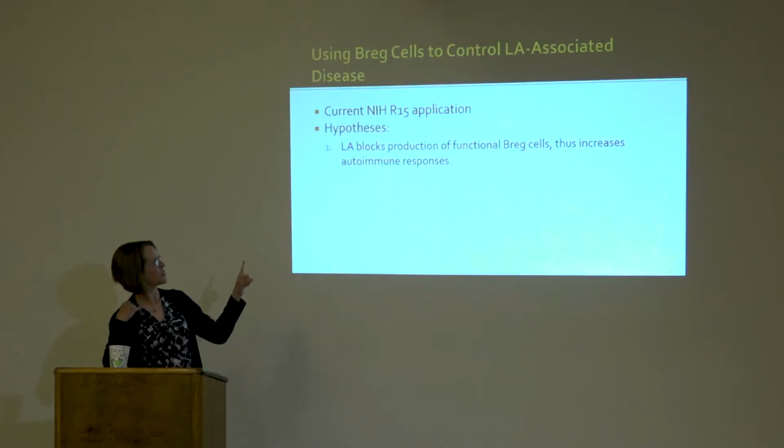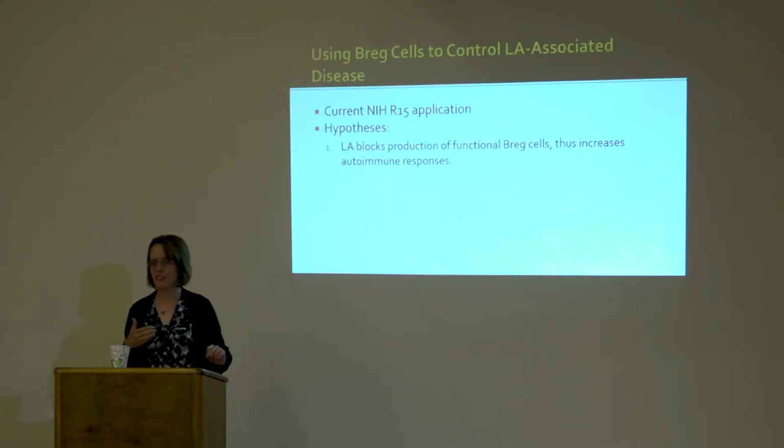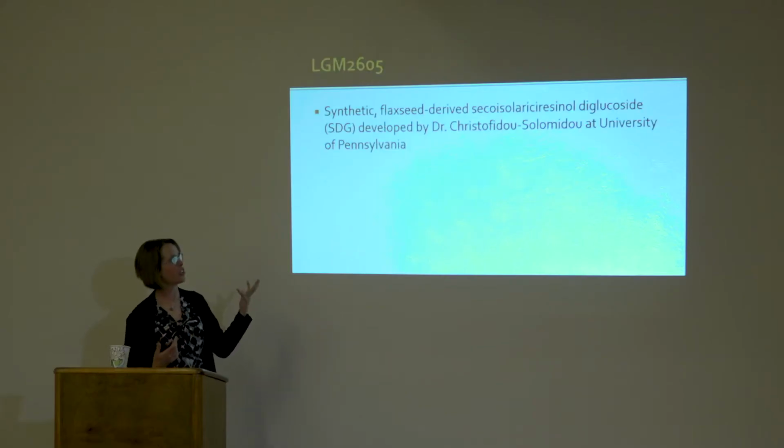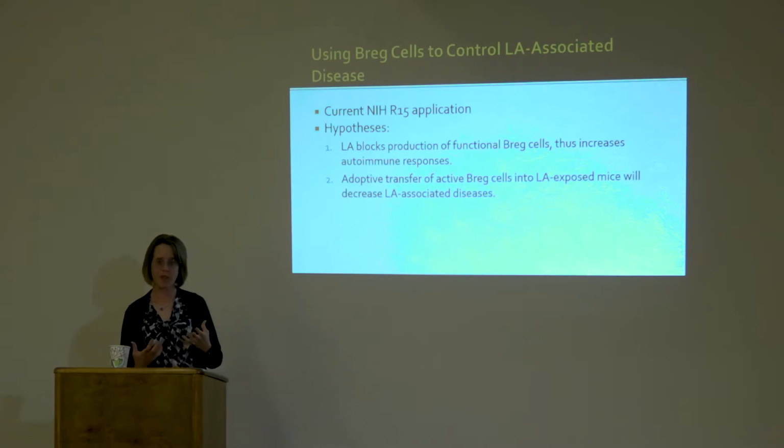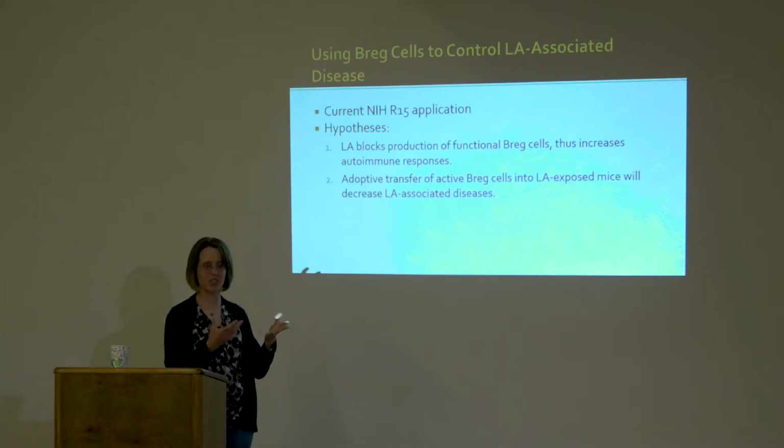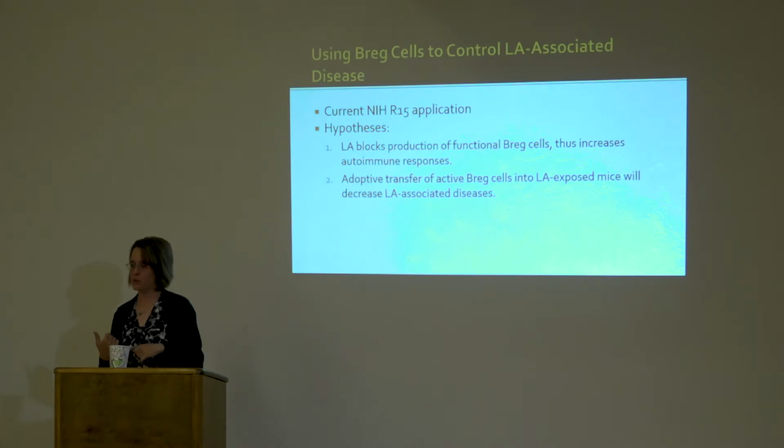Okay. So right now, I am putting the finishing touches, hopefully, on an NIH R15 grant to submit to look at these activities, so the B regulatory cells. The hypothesis, again, is that Libby amphibole blocks the production of B regulatory cells, so then we're getting too much immune response. And then we're going to try doing an adoptive transfer of active B regulatory cells. So basically, we're going to stimulate the B regulatory cells and transfer them into mice that have been exposed to Libby amphibole to see if those regulatory cells can lessen the disease progression.